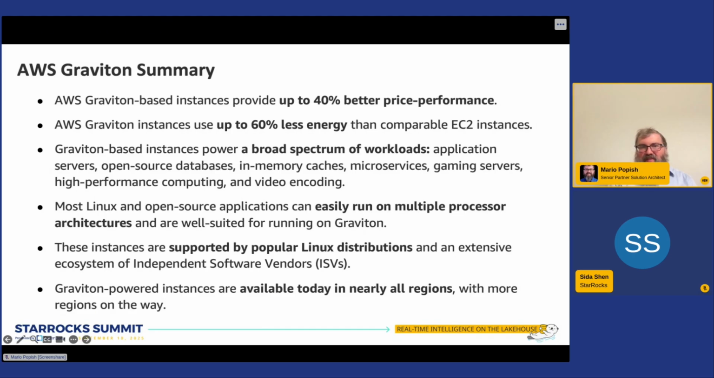Most Linux and open source applications can easily run on multiple processor architectures and are well suited for running on Graviton. All the popular Linux distributions and an extensive ecosystem of our beloved independent software vendors work on Graviton. StarRocks works very well on Graviton. I'm going to tell you a little bit about that in just a second. Amazon instances are available in nearly all regions today.